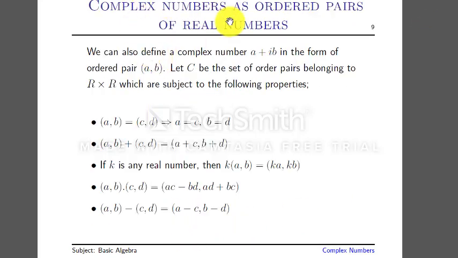Complex numbers as ordered pairs of real numbers. We can also define a complex number in the form of the ordered pair AB.